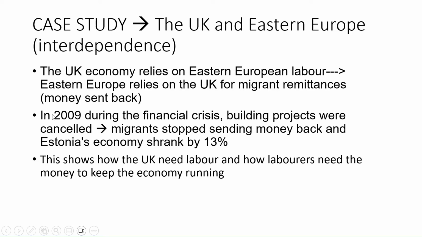A case study you could use is that in 2009, in the financial crisis, many building projects in the UK were cancelled and migrants stopped sending money back. As a result, Estonia, which is in Eastern Europe, saw its economy shrink by 13%. So you can really see how you need that money and how migrants can actually carry an economy. You can say this interdependence is very economic based. It shows how the UK needs labour and how labourers need the money to keep economies running.